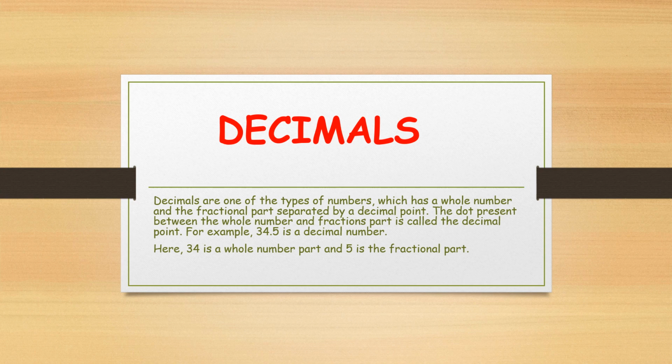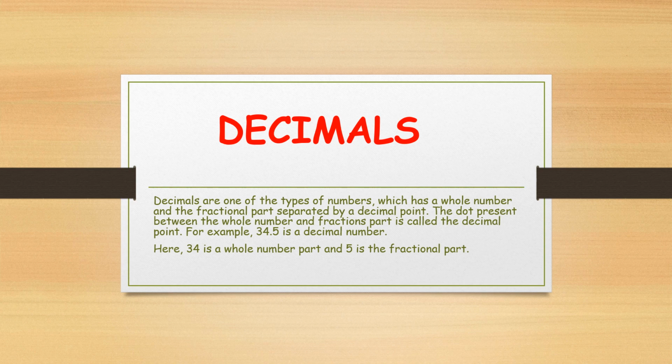What are decimals? Decimals are one of the types of numbers which has a whole number and fractional parts separated by a decimal point. The dot that separates the whole number and the fractional part is called the decimal point. For example, 34.5. 34 is a whole number, while the point is a decimal point, which is read as dot, and 5 is the fractional part.